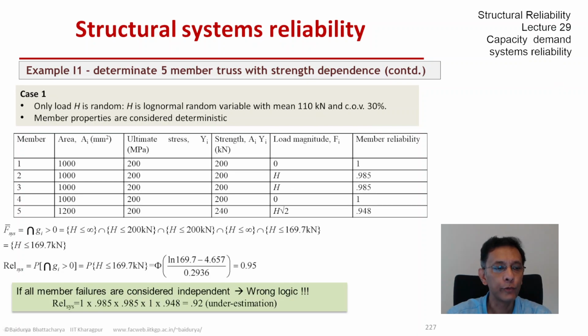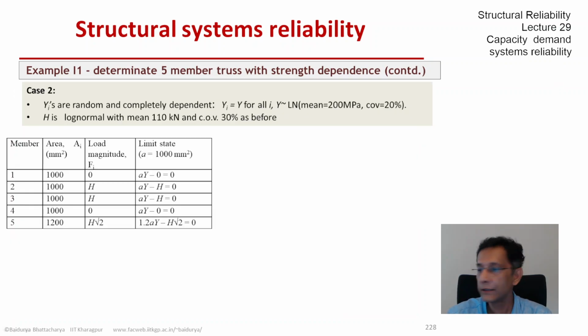Obviously, if we had naively multiplied the member reliabilities, we would get a pessimistic answer. It would be obviously a wrong logic, and the system reliability would end up being 0.92 in that case, but that would be the wrong answer.